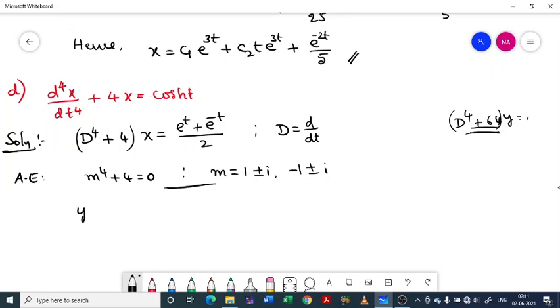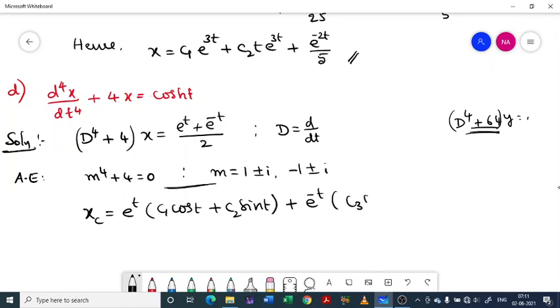So x_c will be, sorry, it is x_c, right? x_c will be eᵗ (c1 cos t + c2 sin t) + e⁻ᵗ (c3 cos t + c4 sin t). Right.